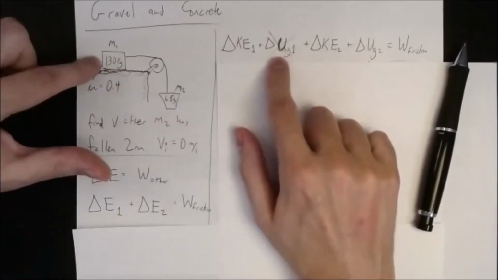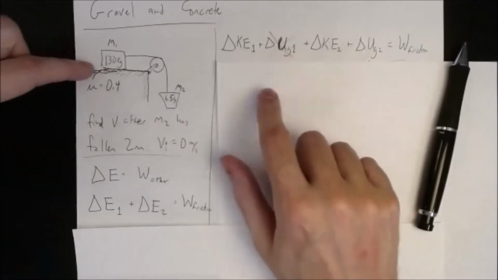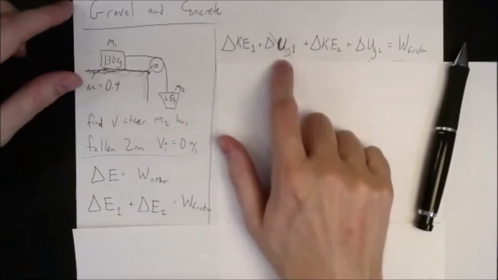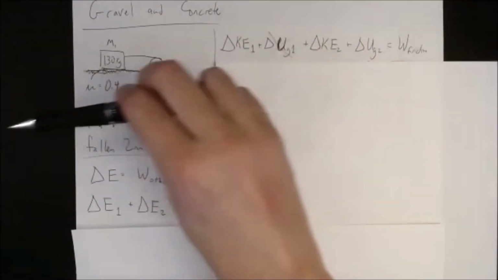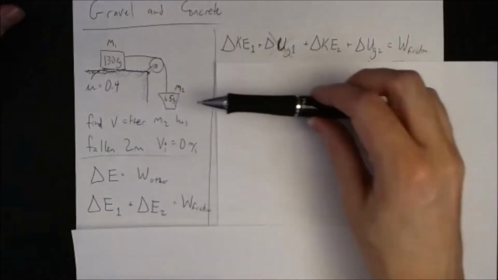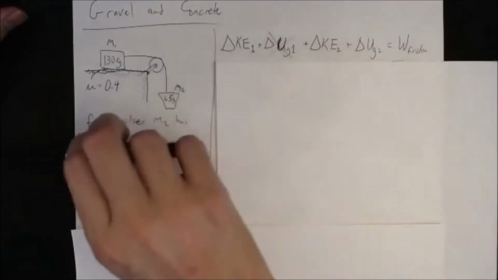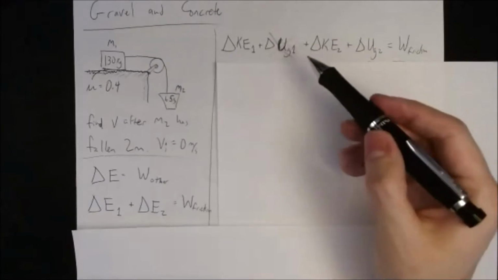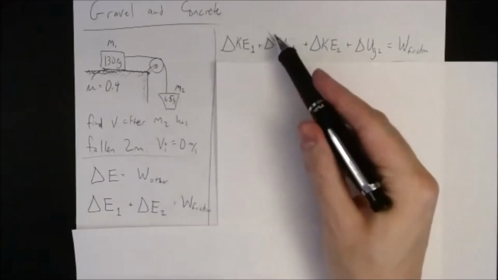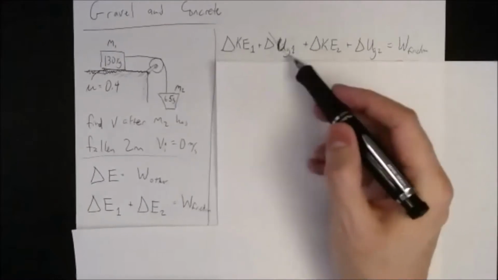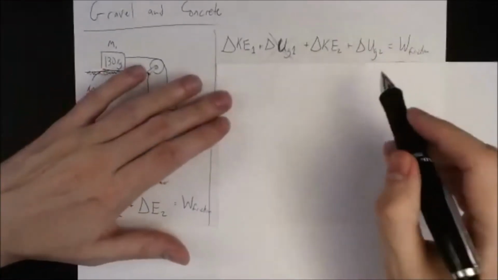And so the change in gravitational potential of block 1 will be 0 because it's going to stay at the same height. If you have an object staying at the same height, then its gravitational potential energy stays the same as it moves back and forth. And if its gravitational potential energy stays the same, then its change is nothing. And so I can just cross that out. I can say that delta UG1 is 0.